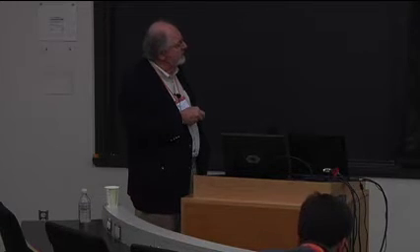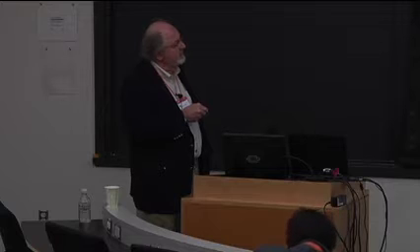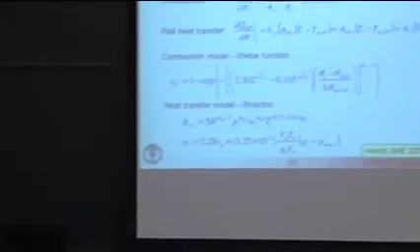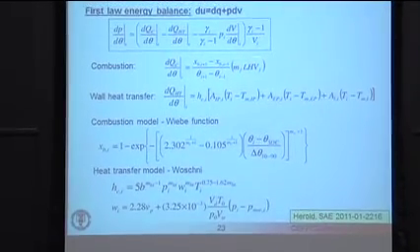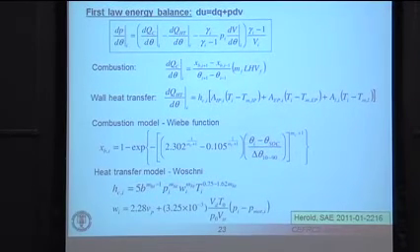So this Wiebe function here tells you how much fuel was burned in an interval of crank angle. The amount of energy release is then related to the amount of fuel times the lower heating value of the fuel. Very simple combustion model. The wall heat transfer model, essentially we have a convective heat transfer coefficient and then effective areas, depending on what the piston configuration looks like at that time.